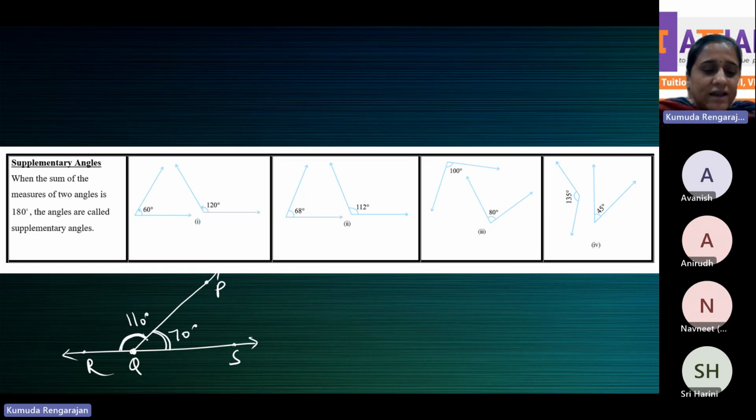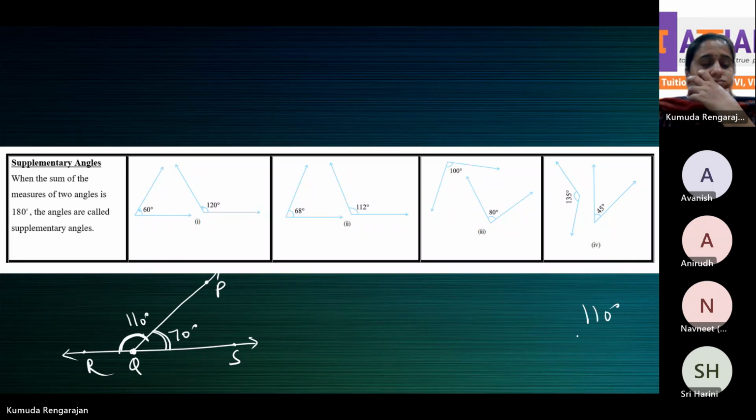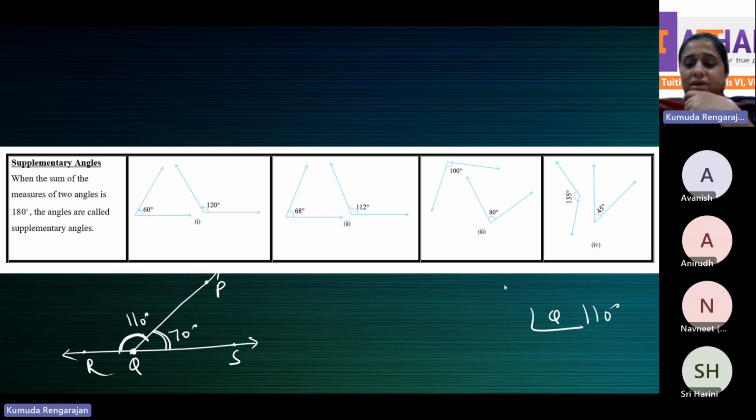Now you wanted to name this angle. Name this angle, Harini. What is the name of this angle which measures 110 degrees? Put the vertex in the middle. Vertex Q, put it in the middle. How do you name the angle? PQR. PQR is 110.